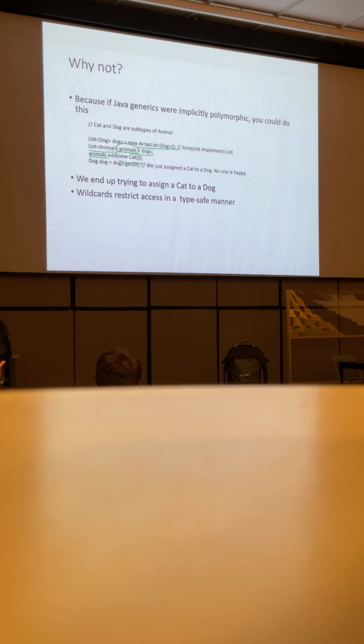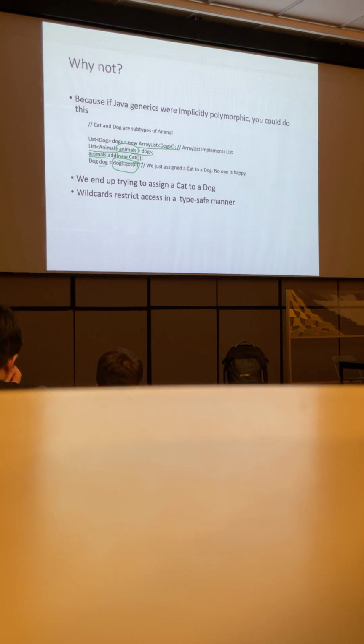And of course, now hopefully you see the problem. Well, what happens when we take out this element from dogs? But dogs and animals is the same list. So we were able to put a cat in a list of dogs by using an alias, by using animals. And now when we get the element from our list of dogs, it turns out it's a cat, right? And we are assigning a cat to the dog.